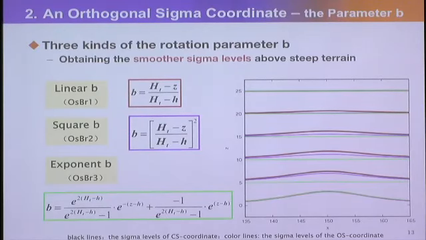We can see the black one. The black one is the sigma levels of the classic sigma coordinate, and the colored ones are what we get with the 3 rotation parameters. You can see that near the steep terrain, we can get smoother sigma levels in the high region. And the second part is done.